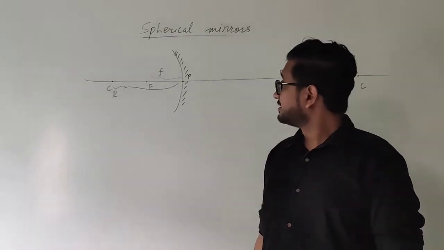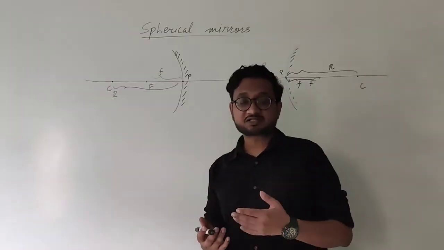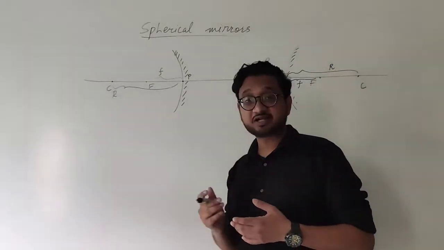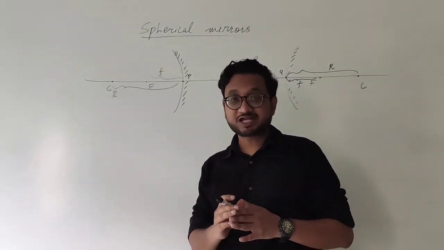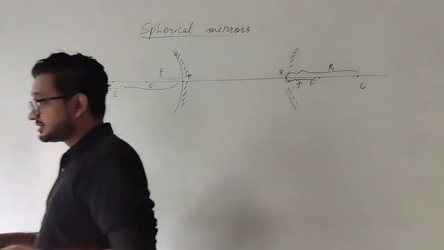Now for the image formation, we will have to understand how the rays of light react when they are incident on this type of spherical mirrors. So one by one we will check the different cases. So let's remove all of this confusion and let's get going.